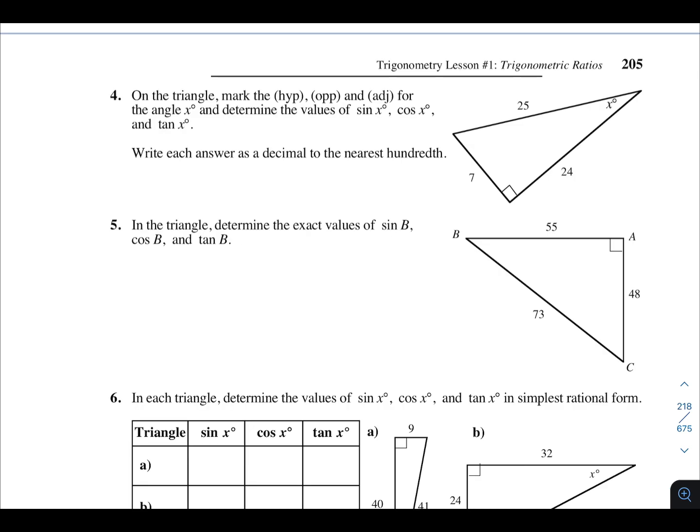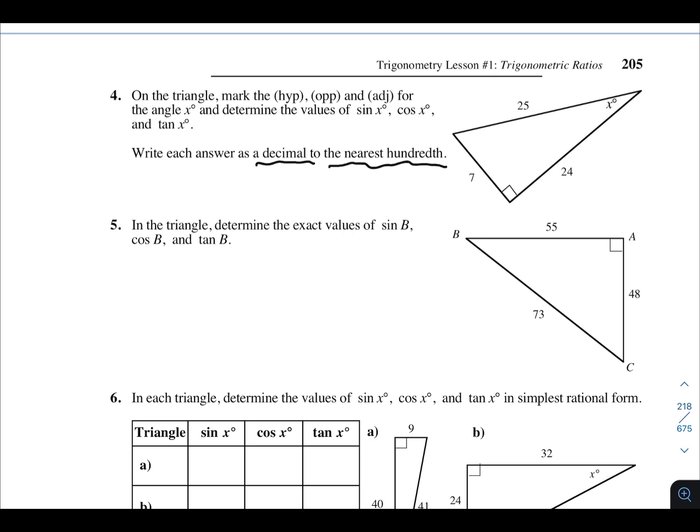Okay, number 4. On the triangle, mark the hypotenuse, opposite, and adjacent for the angle x, and determine the value of sine x, cosine x, and tangent x. Write each answer as a decimal to the nearest hundredth. And don't forget, round your answer at the end, in the last step.